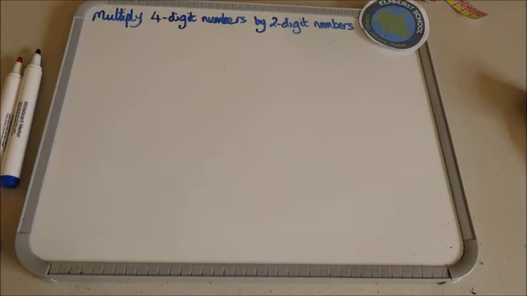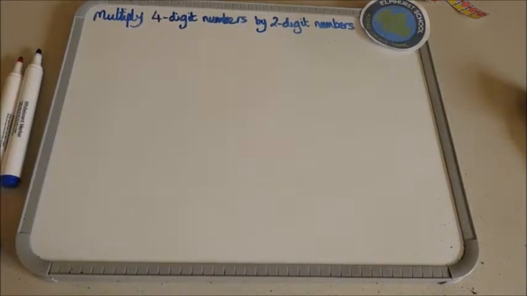I'm going to show you how to multiply a 4-digit number by 2-digit numbers. Now, by the time we get to this stage, children should be very confident with the method that they're using. So they'll no longer need to use concrete apparatus or even the grid method that we were using previously with place value counters, and they'll go straight to a formal written method.